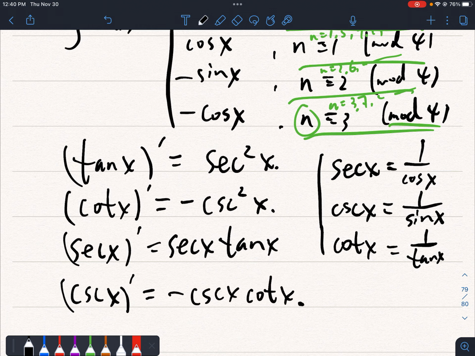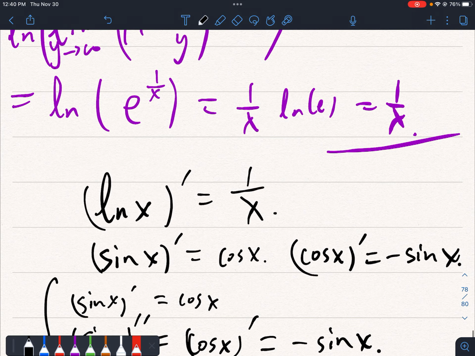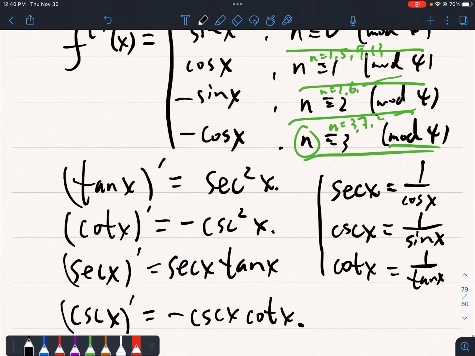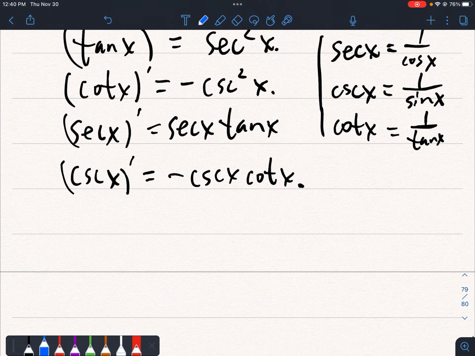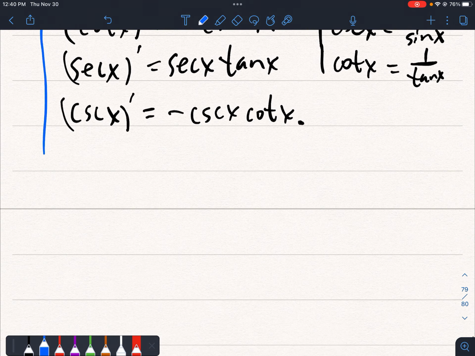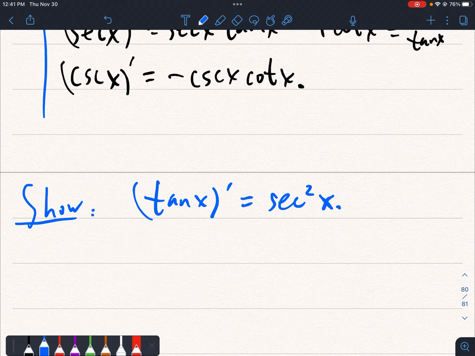And then what about cosecant x? The derivative is minus cosecant x times cotangent of x. And you can just show all of these by the formulas that we have before. So you can just take these two for granted, and then you can prove all the others. So for example, you can prove all these, okay? So let's do some exercise.